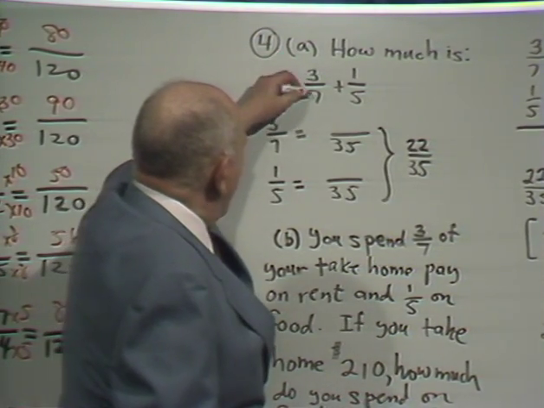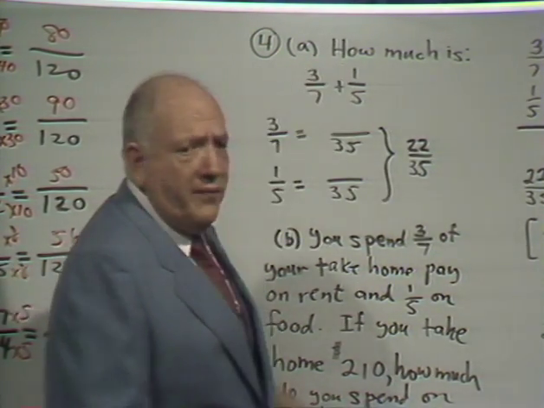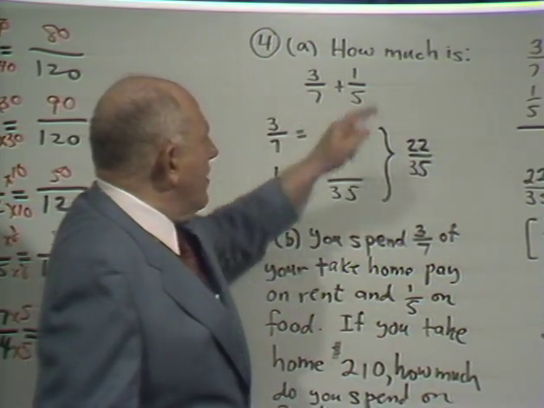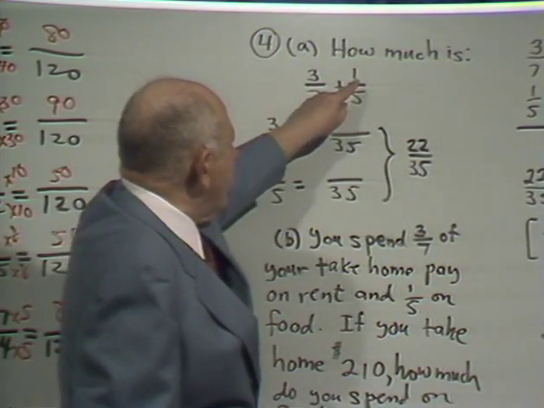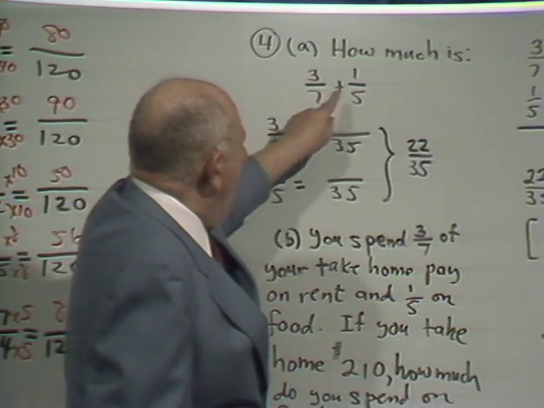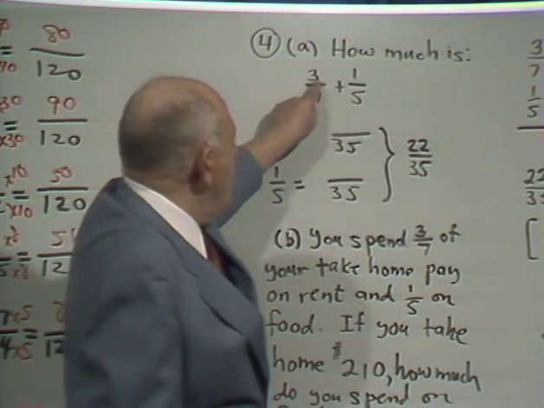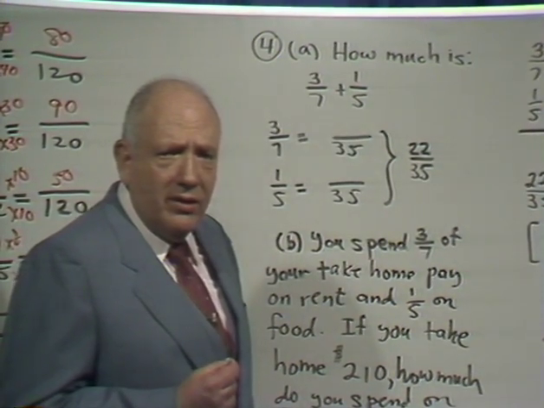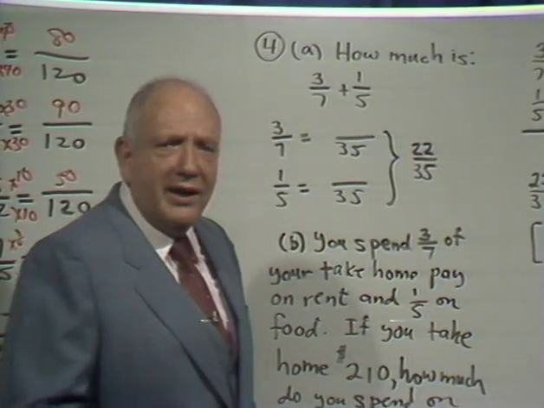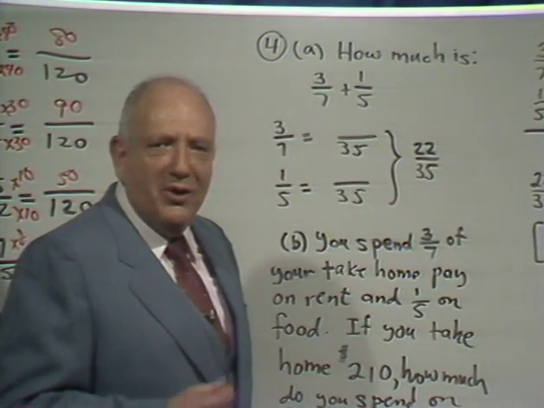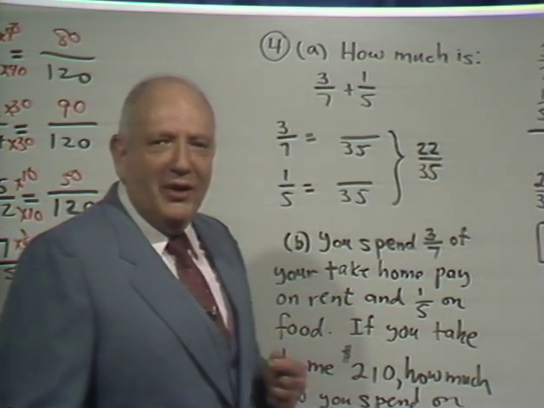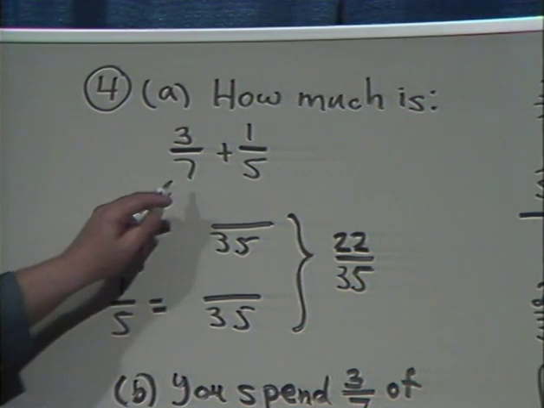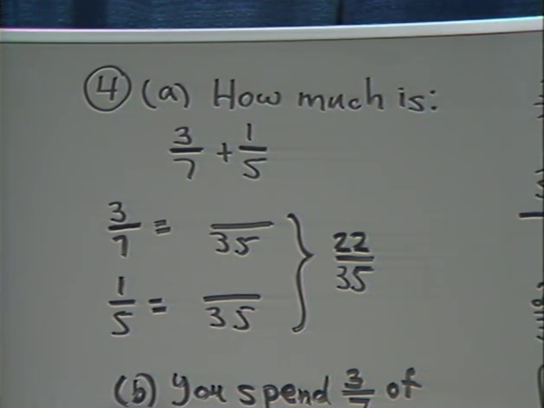You see, the 3 is modifying sevenths, the 1 is modifying fifths, so we can't say 3 plus 1 is 4. For heaven's sakes, by this stage of the game, don't write 4/12. You can only add fractions when you have the same denomination. Okay? You don't say 1 nickel and 1 nickel is 2 dimes, because 1 and 1 is 2, and a nickel is a dime. You only add common denominations. So what is a common denomination for 7 and 5?